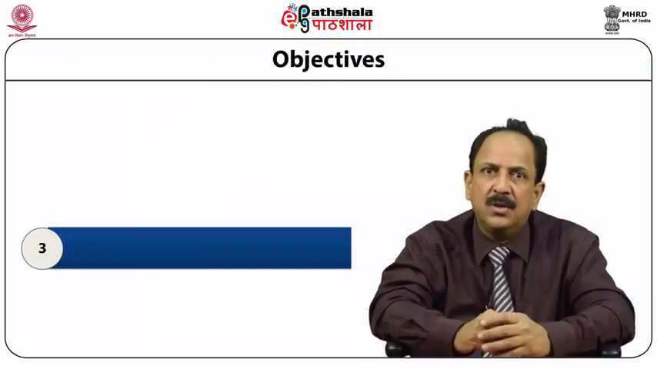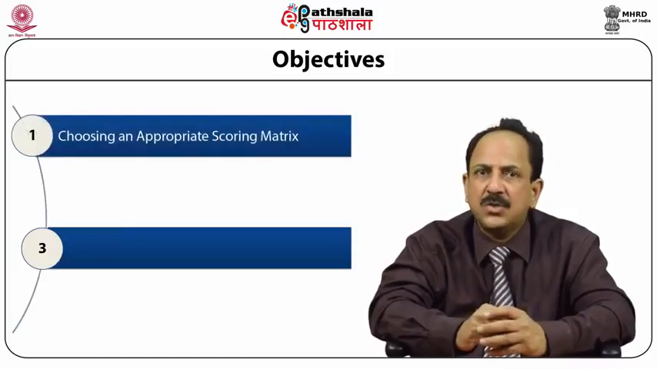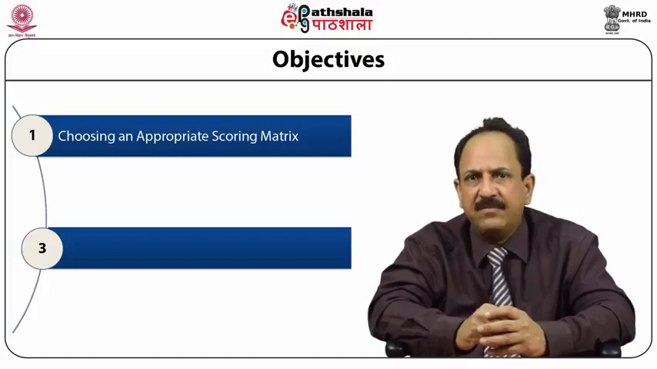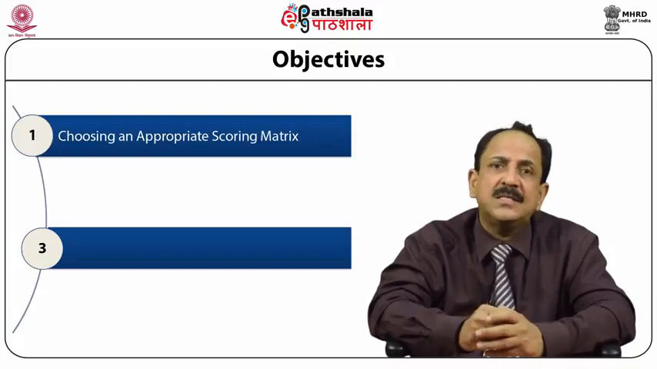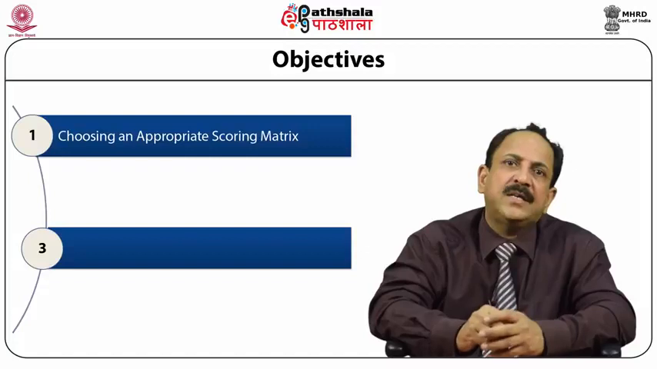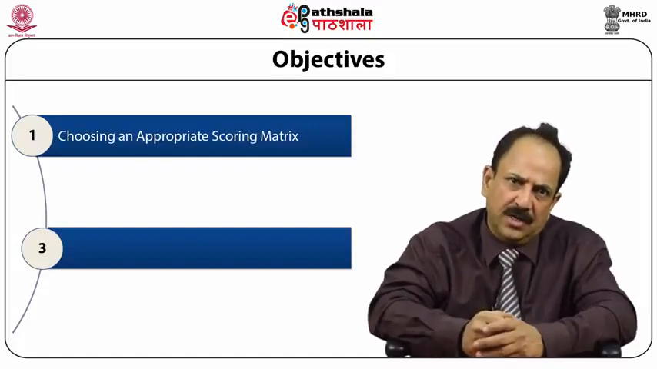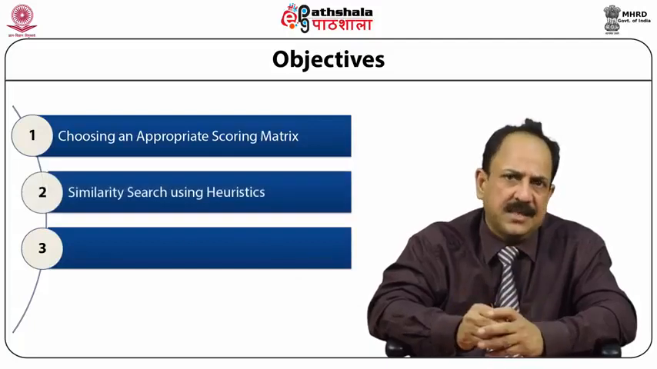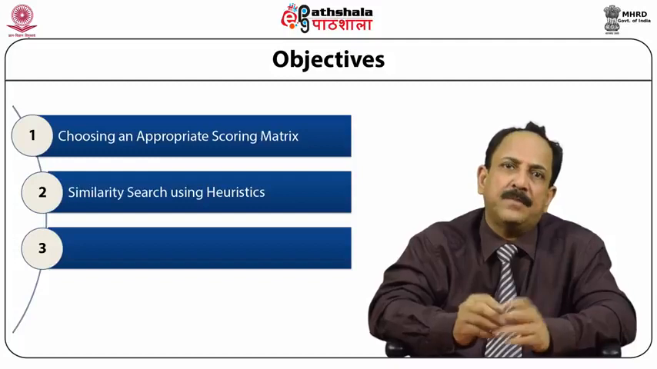In the present module, you will learn choosing an appropriate scoring matrix based on evolutionary divergence, that is the PAM family, or based on conservation of residues, that is the BLOSUM family, to evaluate the extent of similarity between the two sequences involved. Similarity search is based on sequence alignment using dynamic programming.